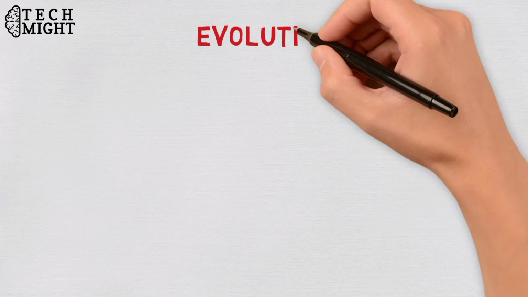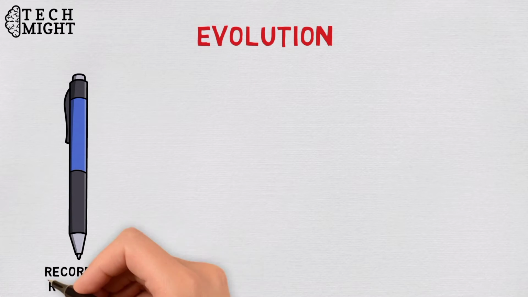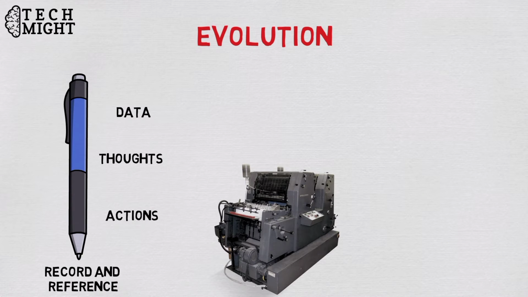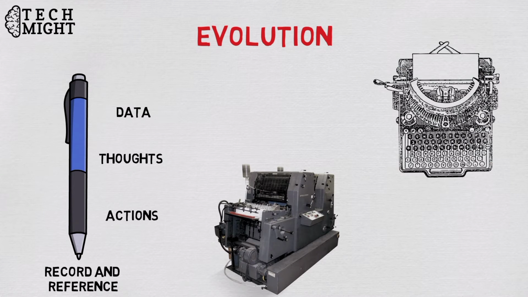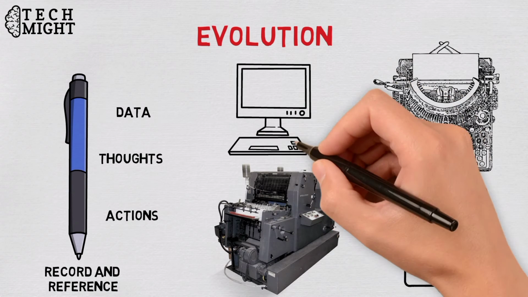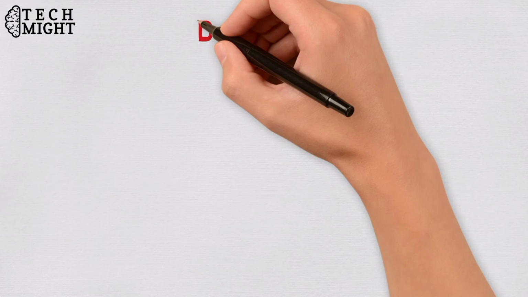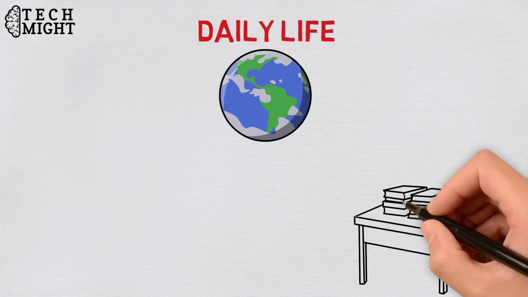Let us talk about the evolution of technology. The pen is one of the first technologies that made it easier for humans to record and reference data, previous thoughts and actions. That technology was later improved upon with the development of the printing press. This device made it easier to mass produce the written word, allowing broader access to information. Later typewriters were created, which made it easier and faster for anyone to create documents. Finally, the computer came along, and over time has dramatically improved on all previous technologies in the context of editing, writing and sharing.